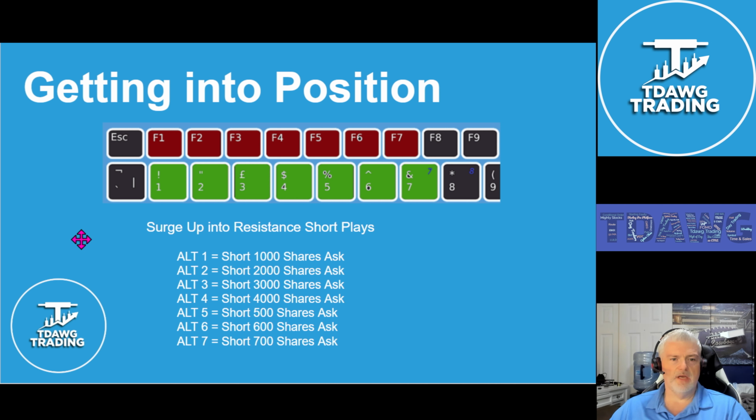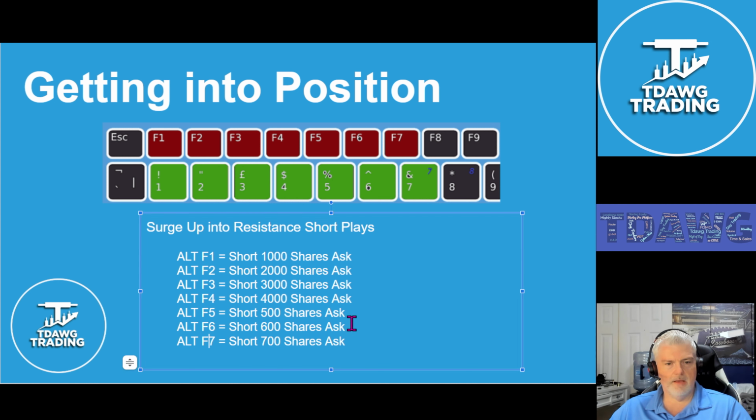So if it's surging up, let's say it came down, I take some profit, it's bouncing back up, and I'm wanting to add to the position. I have the Alt F1, or actually this should be F1. That is my mistake. So yeah, Alt F1, short 1,000 shares again on the ask.